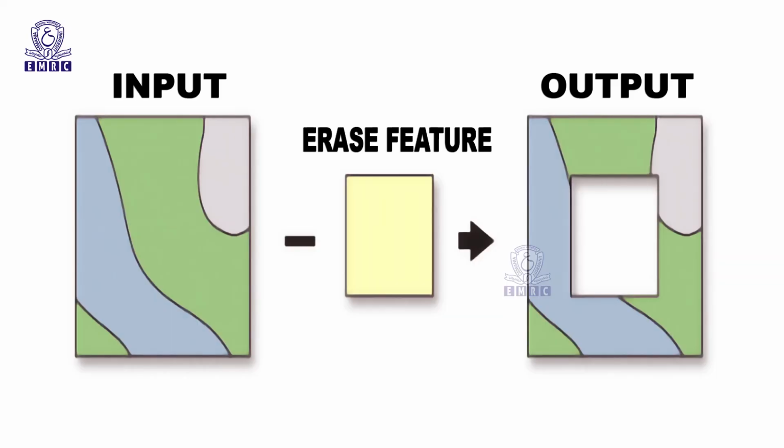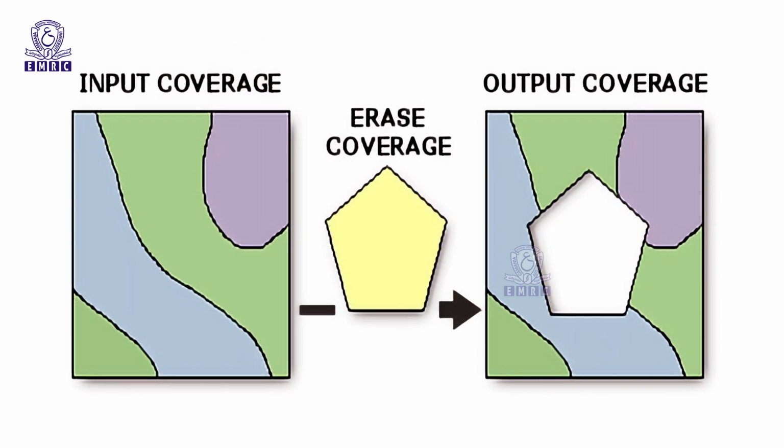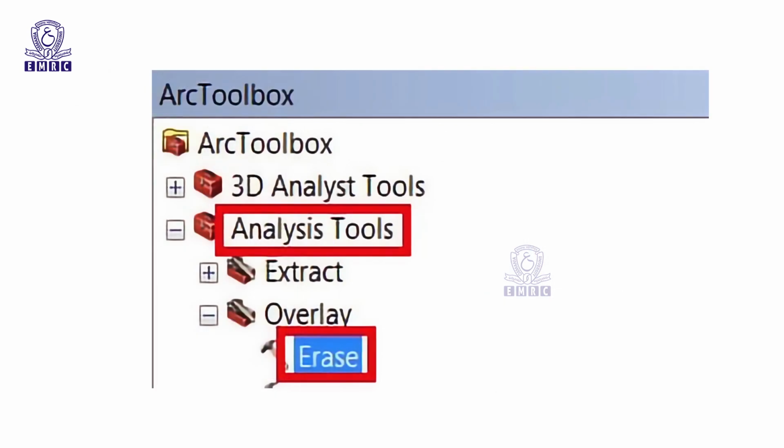Erase. Erase works like an eraser, removing from features in the input layer all the areas where the erase layer is coincident. That means that the output layer is made up of features consisting of all the areas where the two were not coincident. Erase is one of our two cookie cutter tools.